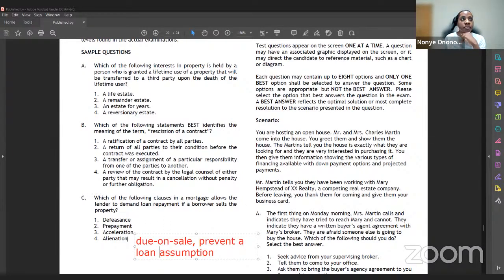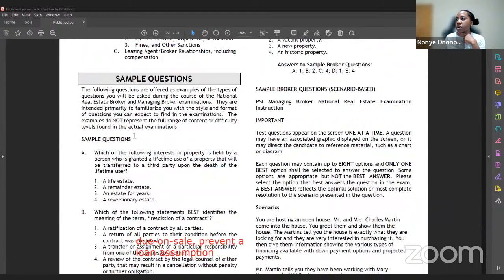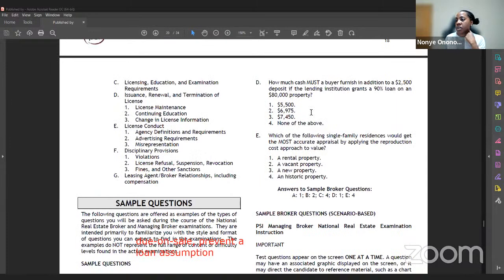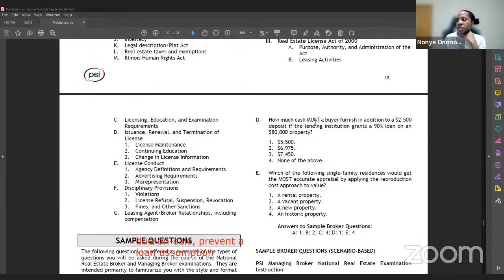And then, scrolling back up to the last two questions here. If you check the answers, they're correct. How much cash must a buyer furnish in addition to a $2,500 deposit if the lending institution grants a 90% loan on an $80,000 property?